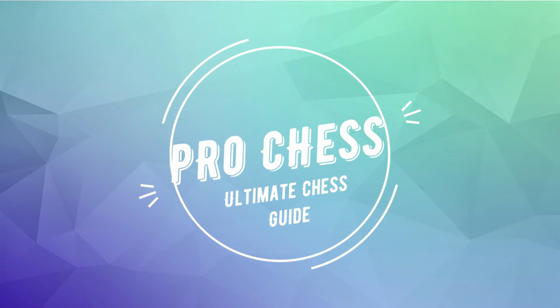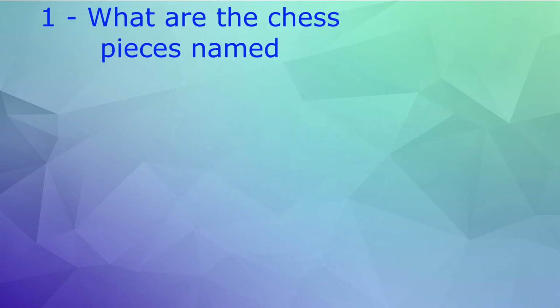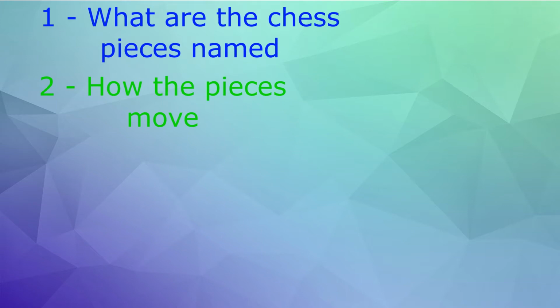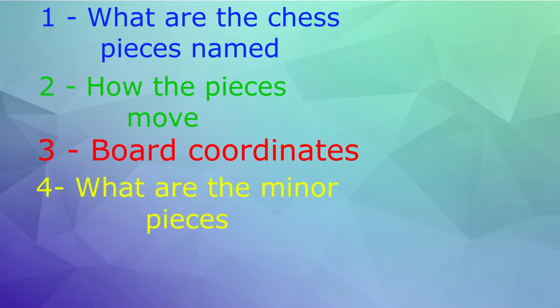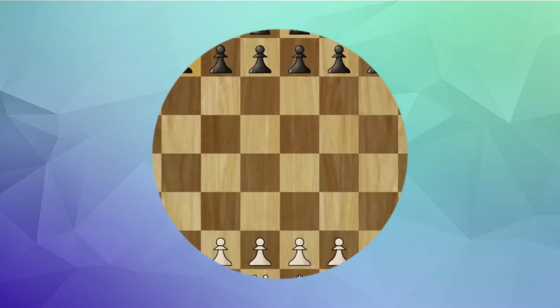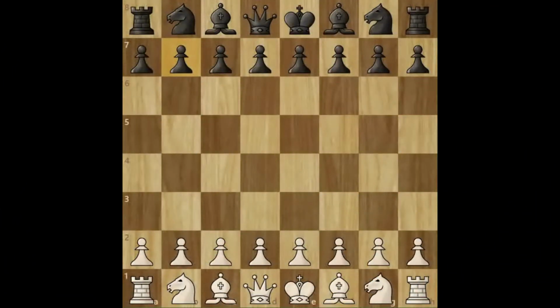So the first thing I'll be going over is what the chess pieces are named, number 2, how the pieces move, number 3, board coordinates, number 4, what the minor pieces are, and number 5, how the chess pieces capture. So let's get started. What the chess pieces are named.